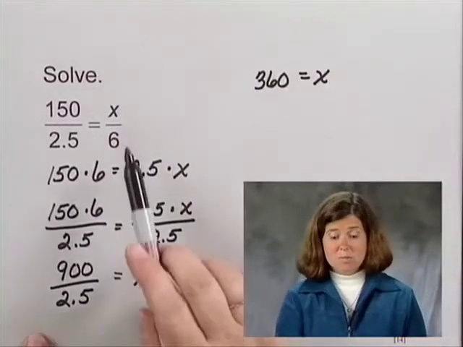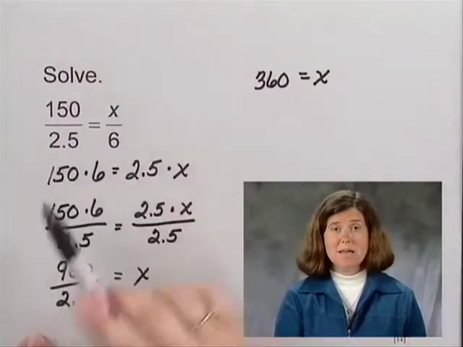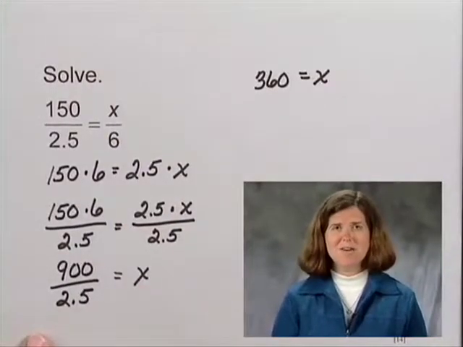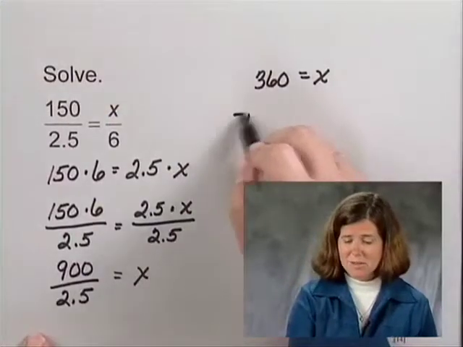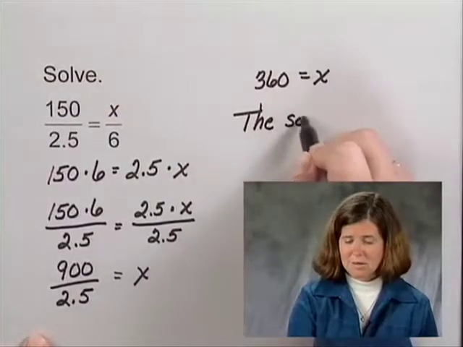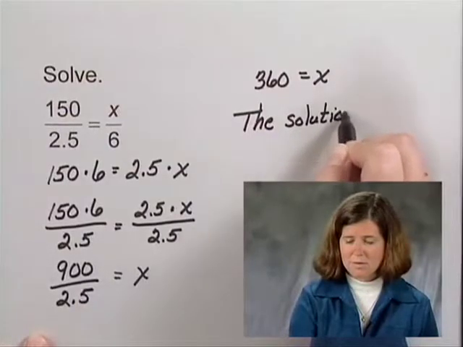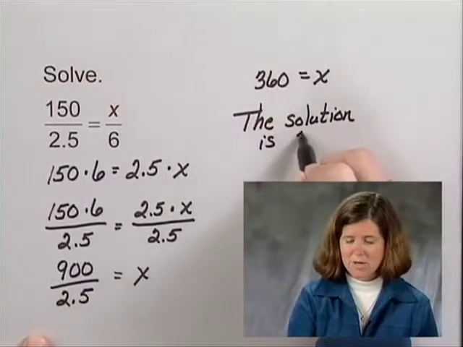To check, we would substitute 360 for x and calculate the cross products to see if they are indeed equal. And they are, so we can state that the solution is 360.